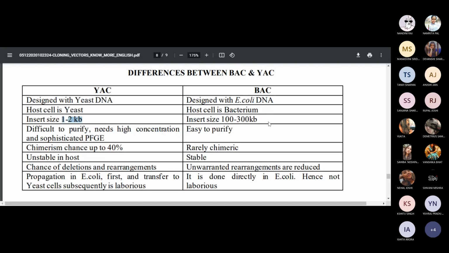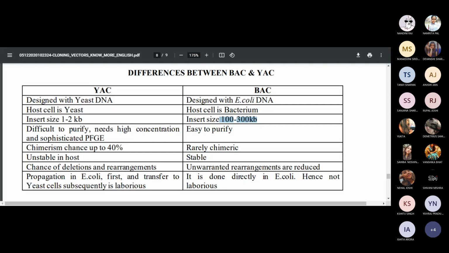Insert size is going to be, sorry, it is not kb. It is going to be MB. So you can say 1000 kb. So this mistake is there. For BAC, insert size will be 100 to 300 kb.